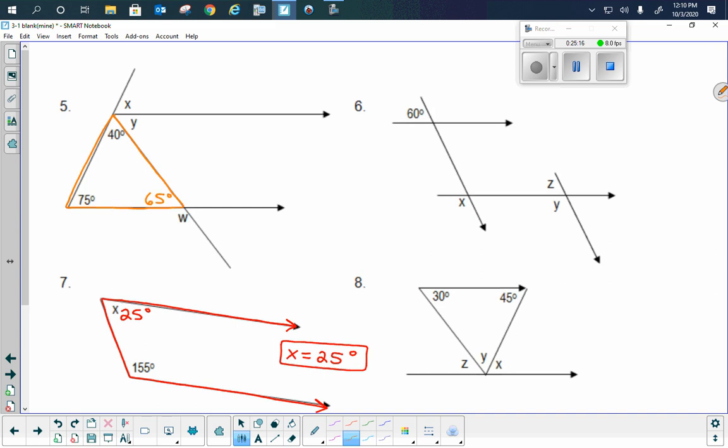And guys, just run with it. Once you're given a number, use it. If this is 65 degrees, its vertical angle is 65 degrees. Eventually it might just help you find something. Well, right off the bat, I noticed that 65 and W are a straight angle. So if I take 180 minus 65, I'll get that W is 115 degrees. Might as well start gathering our information. W is 115 degrees.